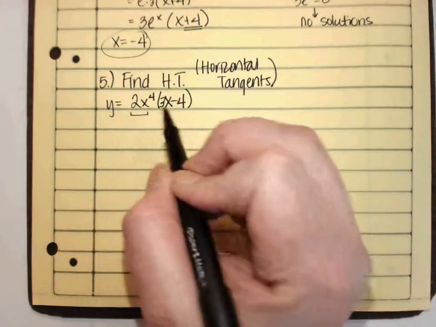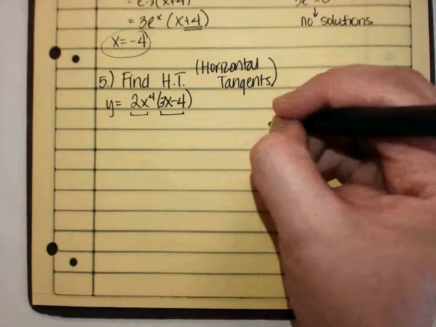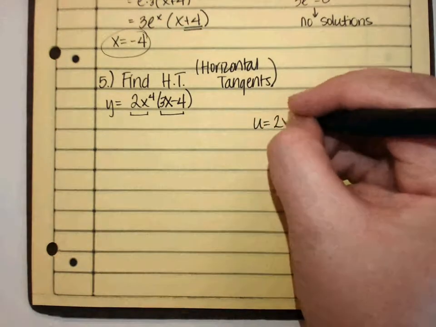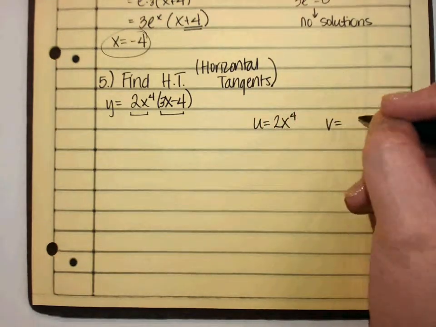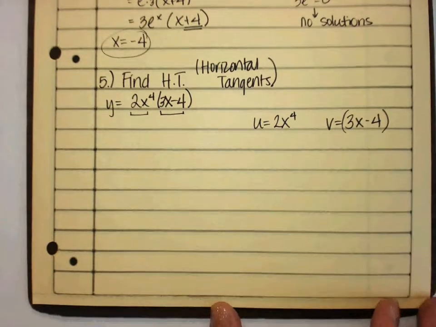Okay, here's your u, here's your v. Now, could you distribute that and avoid product rule? Sure, but I don't want you to do that. We're practicing product rule. So what would my u be? 2x to the 4. What would my v be? 3x minus 4. I'm going to group it in parentheses so I don't forget to put them.